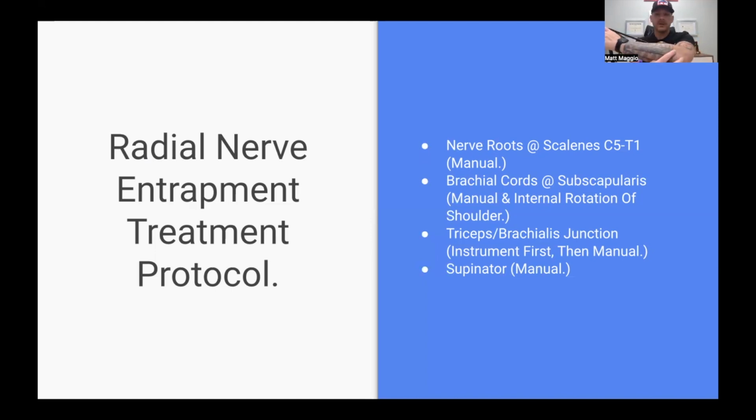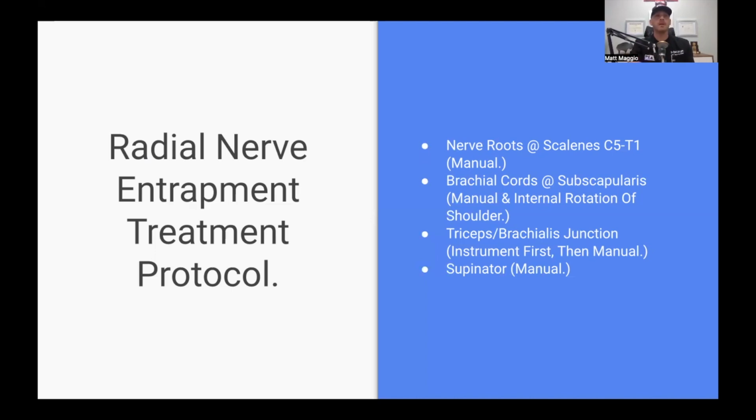Then the last area where we treat is going to be the supinator. That's where the most common entrapment of the radial nerve occurs, right on that supinator. Basically, we put it in a shortened position. We find that area where the nerve is stuck and it's not bowing. Depth, tension, have the client go through a full range of motion. That breaks that down.